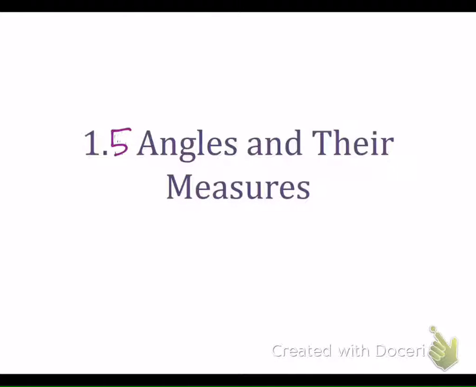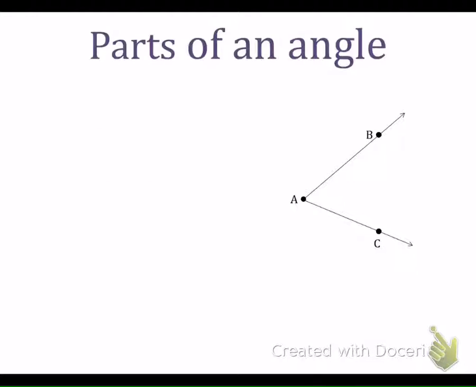All right, so we are continuing on with chapter 1. We are doing section 1.5 today. It's all about angles and their measures. So you can follow along with your notes. We're going to first talk about the parts of an angle. When I say the sides of an angle, they are the rays that make up the angle.